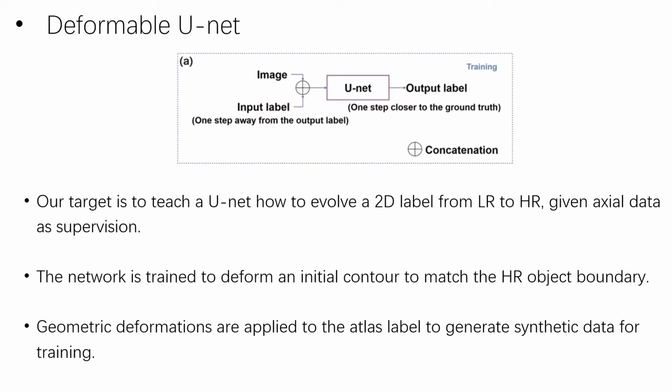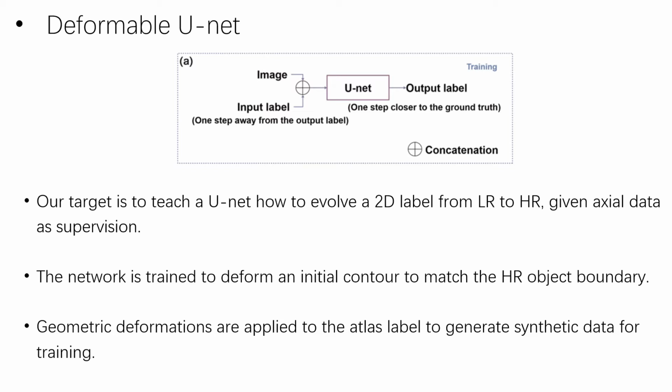Our target here is to teach a U-net how to evolve a 2D label from the low resolution to high resolution, given axial data as supervision. This means we do not use any high-resolution atlas data for supervision, and we only rely on the high-resolution information from the axial slice of the low-resolution images. In other words, the network is trained to deform an initial contour to match the high-resolution object boundary.